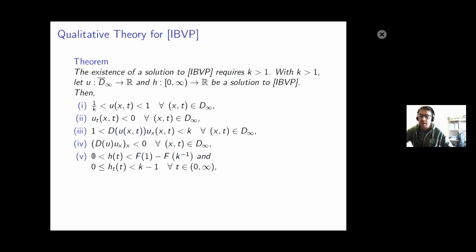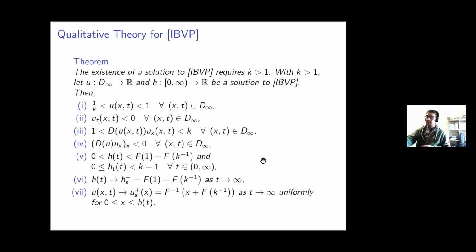And importantly, we know that our free boundary H is bounded above by the steady state of the free boundary and bounded below by 0. And also the gradient of H is bounded as well. So H is a non-decreasing function. In principle, it's increasing, but at least we can say it's non-decreasing. So those are the qualitative points related to the problem that we can prove and have proved in the paper.